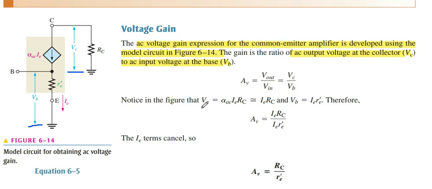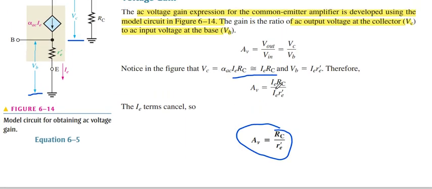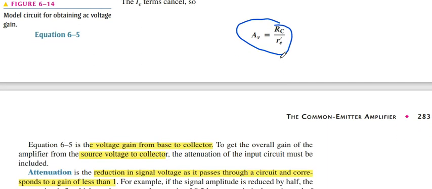As we know, VC is alpha AC IE RC. Alpha AC is nearly equal to 1, then it will be equal to IE RC, where VB is IE RE. By putting this value in the equation, we get the voltage gain of common emitter amplifier. There it depends mostly on RE prime.